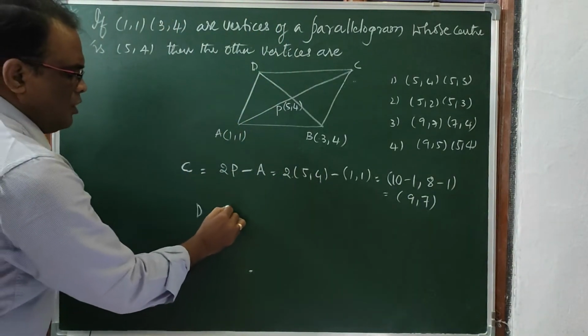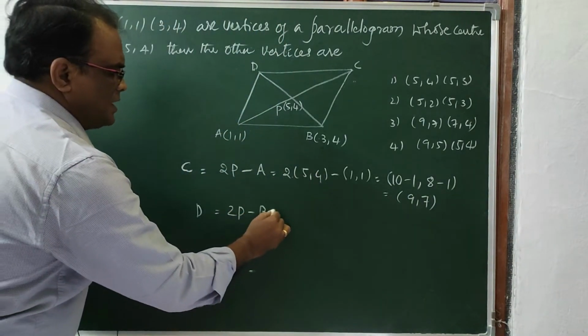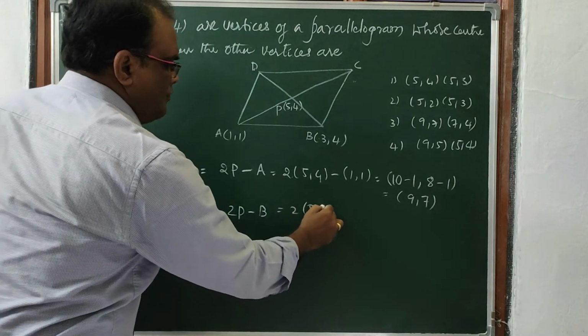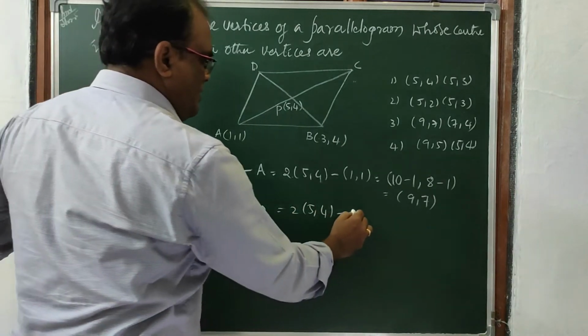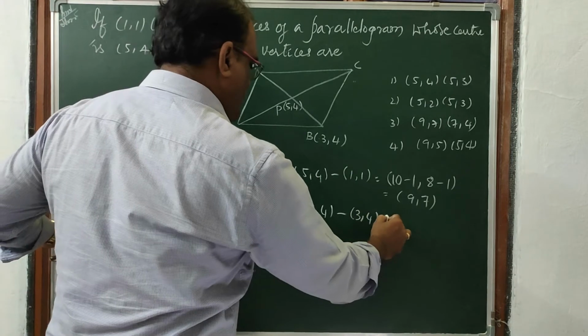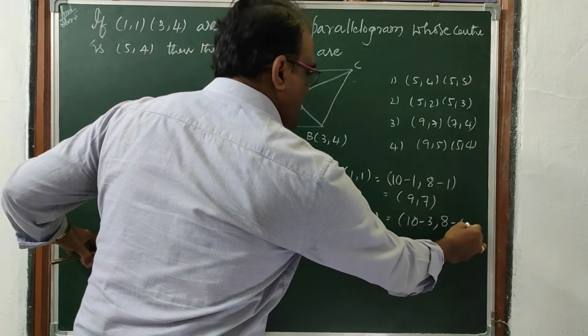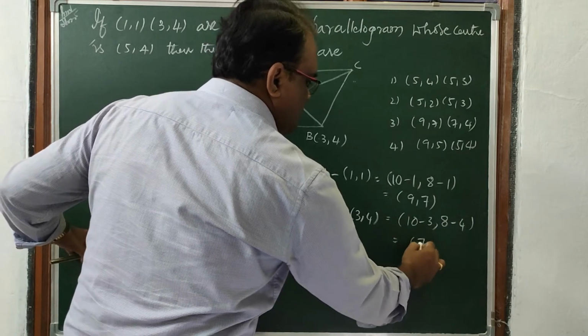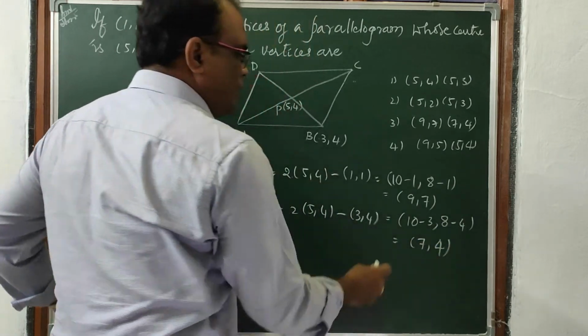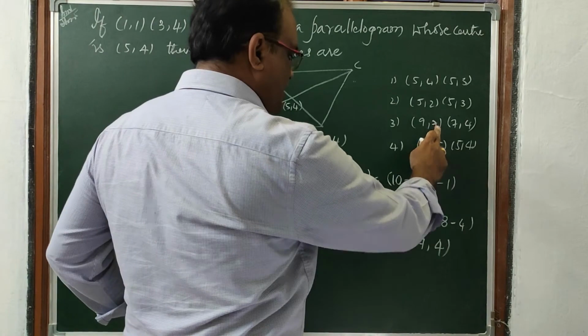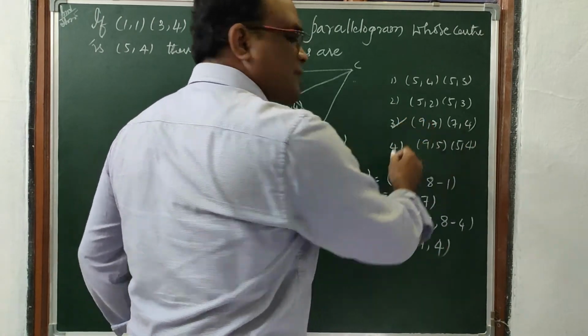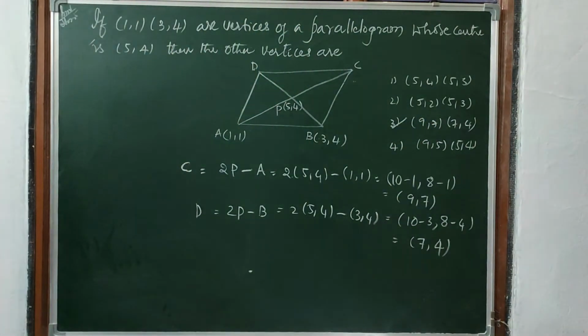So D, 2 into midpoint minus 1 end, 2 into (5, 4) minus (3, 4). So 10 minus 3 and 8 minus 4. 10 minus 3 is 7, 8 minus 4 is 4. (9, 7) and (7, 4). Third choice is the right choice.